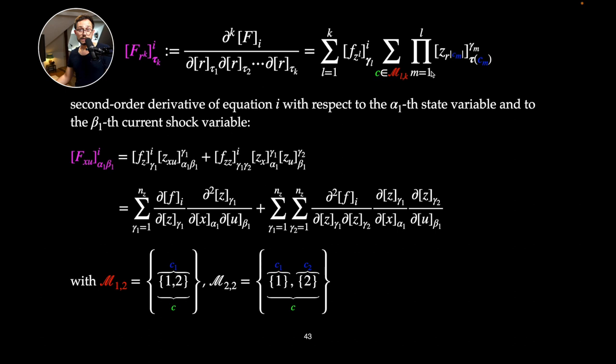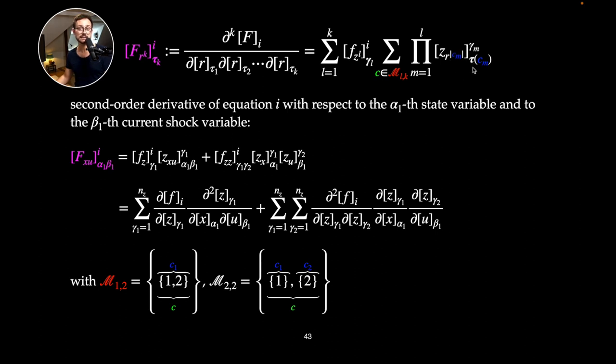Good, this was L equals 1, but we now have an additional term, L equals 2. Okay, so f_z raised to the power of 2. So I have f_zz. So this is a second order partial derivative of the ith equation of f with respect to the gamma first dynamic variable and with respect to the gamma second dynamic variable, times. Now I need to have a look at the M22 equivalent set, which contains two classes. In one I have the 1 and in the other one I have the 2. So I'm taking the product right here, so m equals 1 and l is equal to 2. So I need to take the product first of z_r to, how many entries are here? Just 1, so z_r 1.